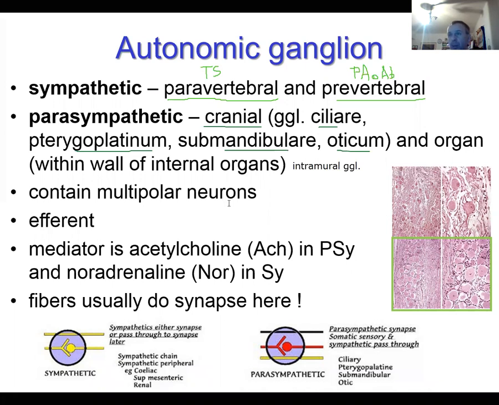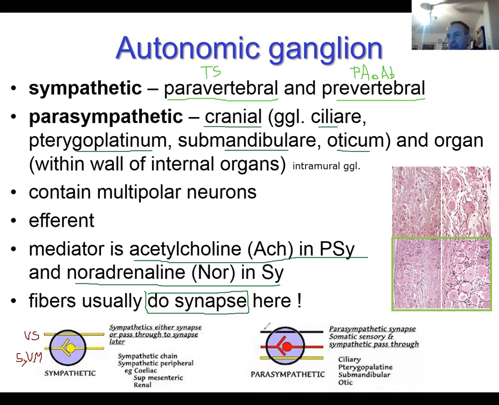So the autonomic ganglia contain multipolar neurons. They are efferent. As a neurotransmitter, they use two different substances: acetylcholine in the parasympathetic system and noradrenaline in the sympathetic system. And when you see how the ganglia look, they contain synapse, as they are multipolar neurons here. And you can see another difference. A sympathetic ganglion contains the visceral motor fiber, sympathetic visceral motor fiber, and visceral sensory fiber.